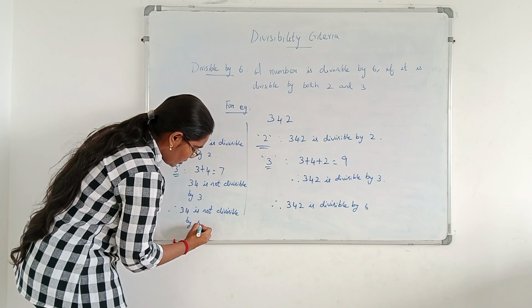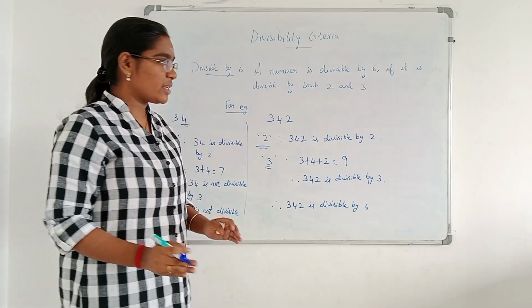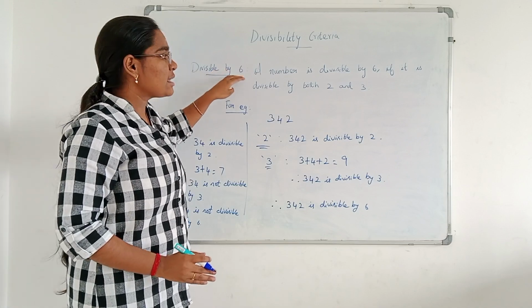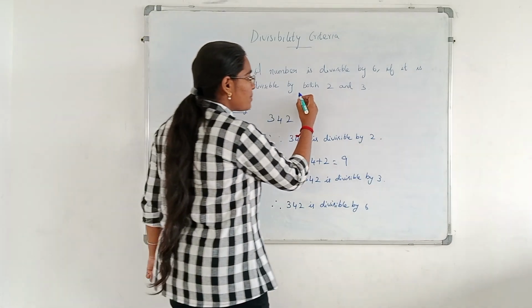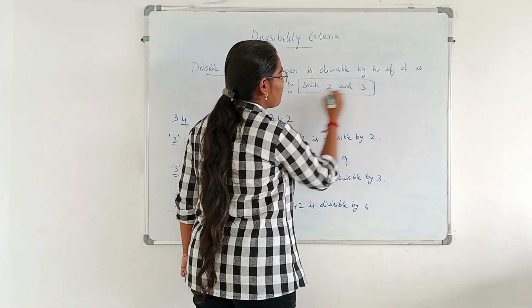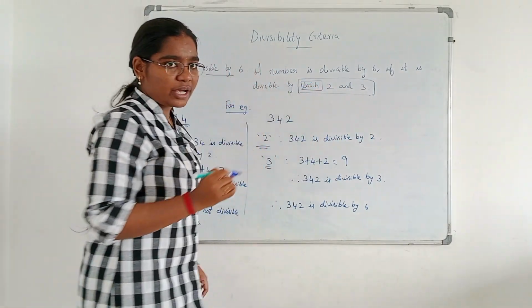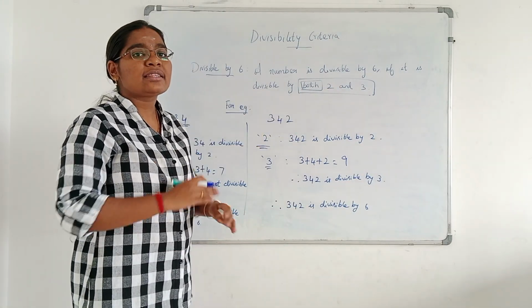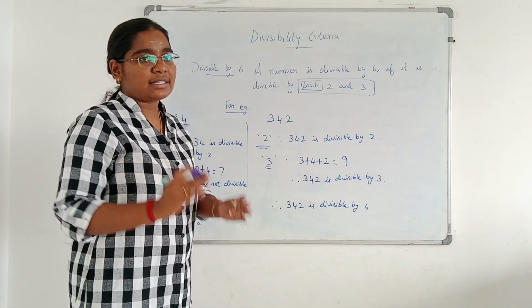So the concept here is that for divisibility by 6, the number should be divisible by both 2 and 3. If it is not satisfying either of the conditions, then that number is not divisible by 6.